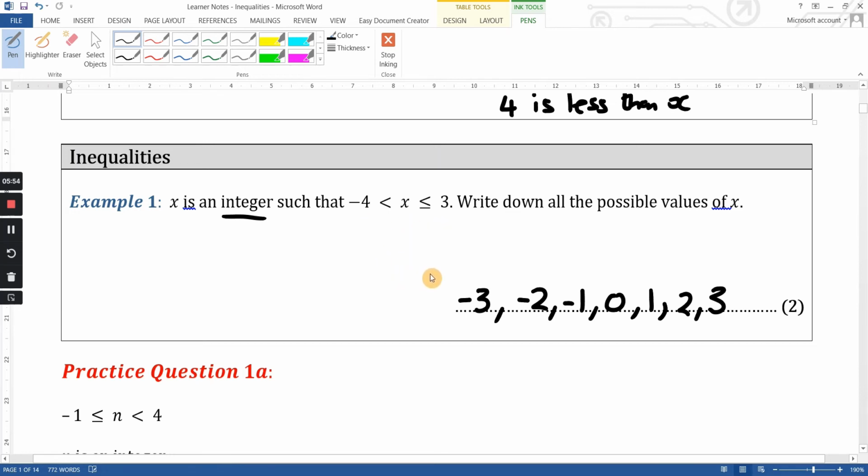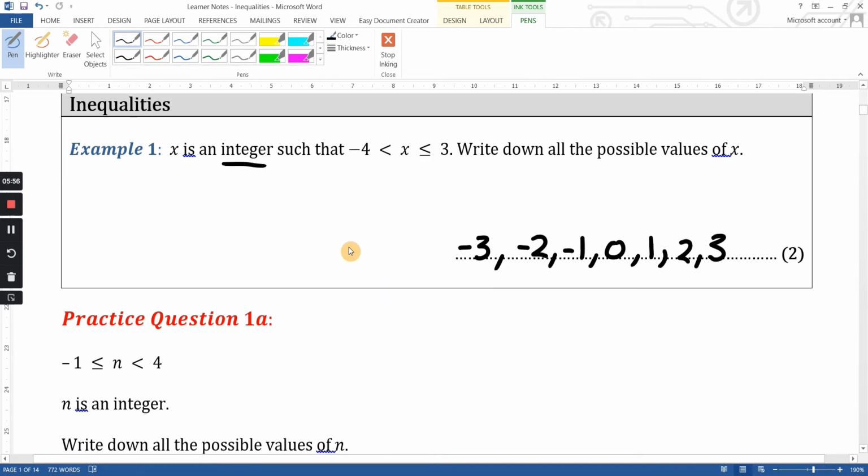If you want to try the next questions yourself, also something else to bear in mind: make sure that you've got 1x or 1n in the middle, whichever variable they're talking about. It needs to be just one variable in the middle. So pause the video, have a go at the next questions yourself. When you're ready, unpause the video and I'll go through the answers.